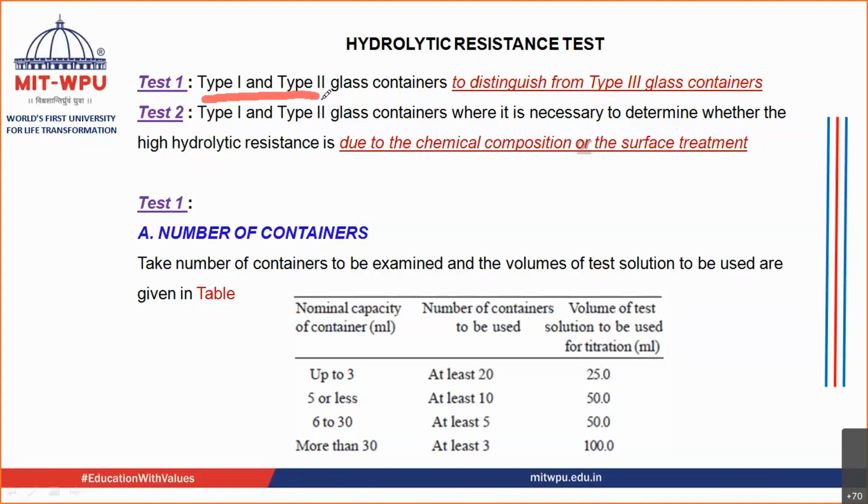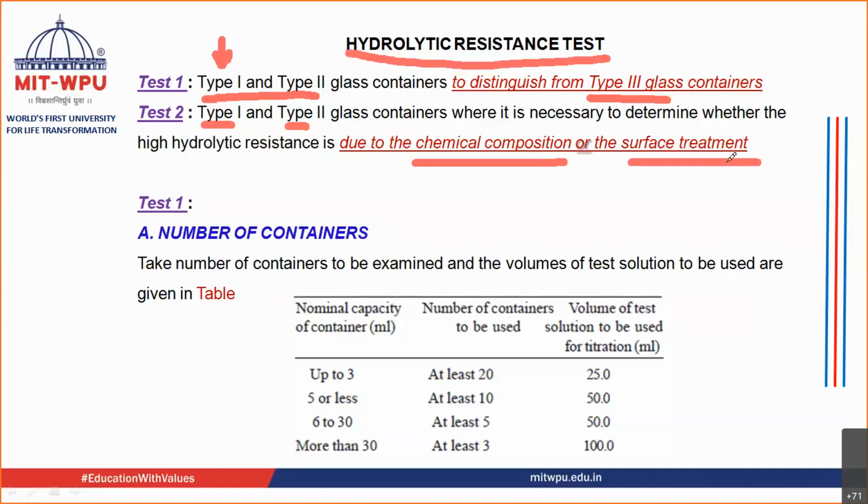So your type 1 and type 2 containers can be distinguished from your type 3 container with the help of your test 1. Whereas test 2 is carried out to differentiate between type 1 and type 2 container, where it is necessary to determine whether this hydrolytic resistance obtained from the type 1 test is due to the chemical composition, because in type 1 the chemical composition is different and because of that you get hydrolytic resistance, or whether it is because of surface treatment, that is sulfur dioxide.